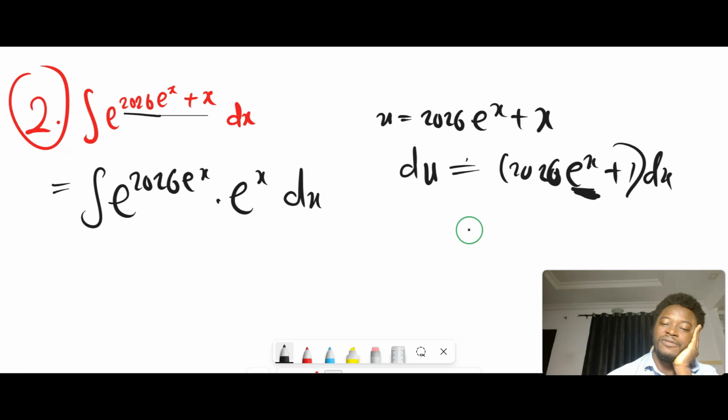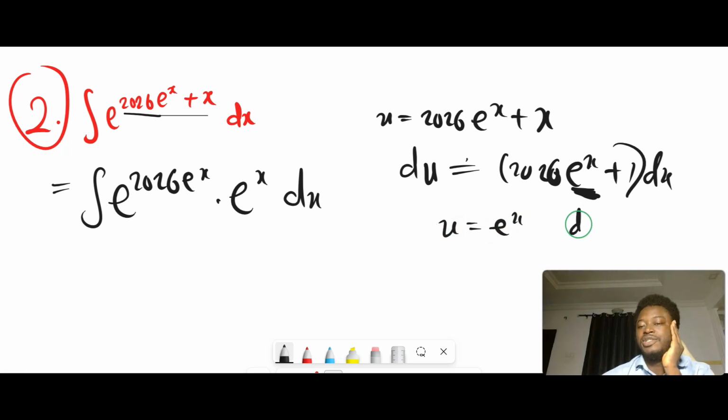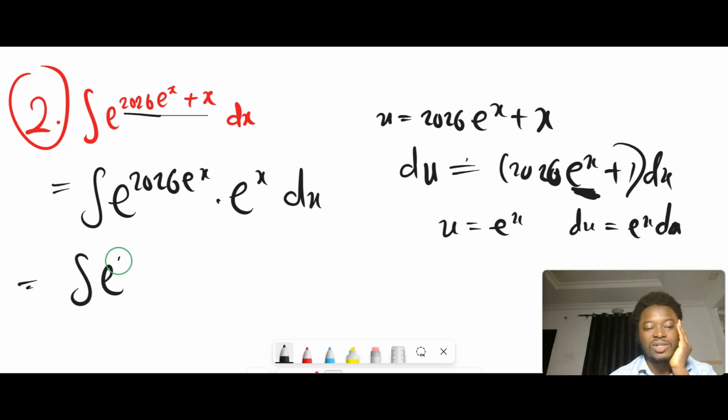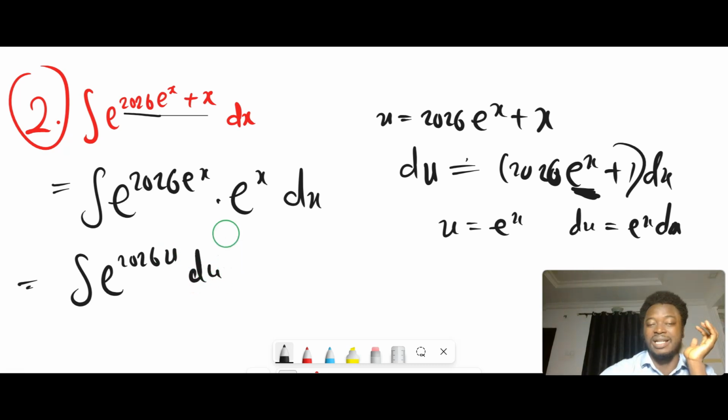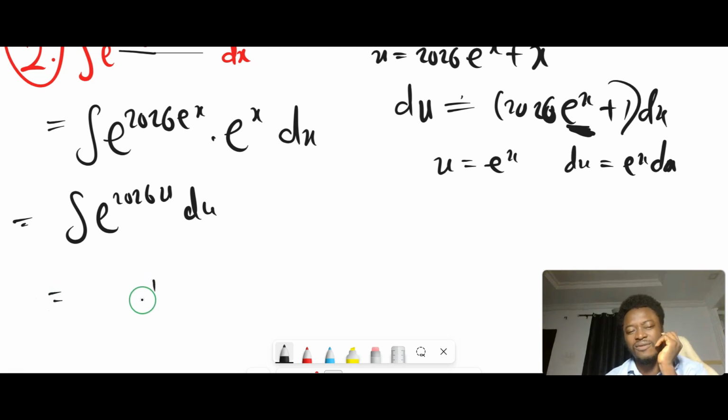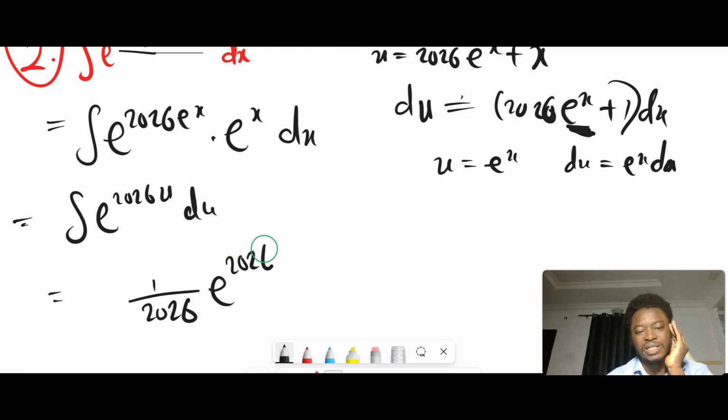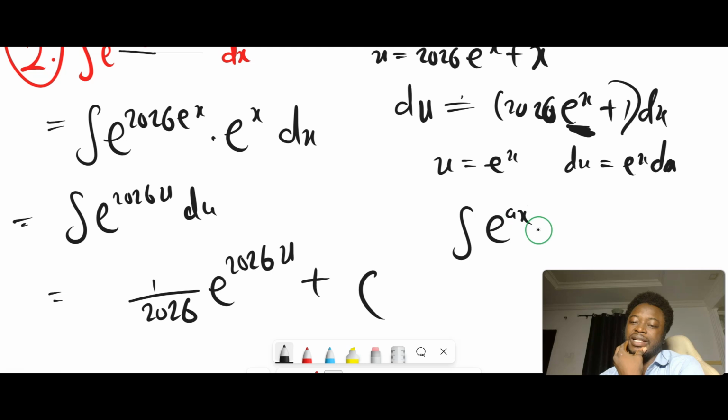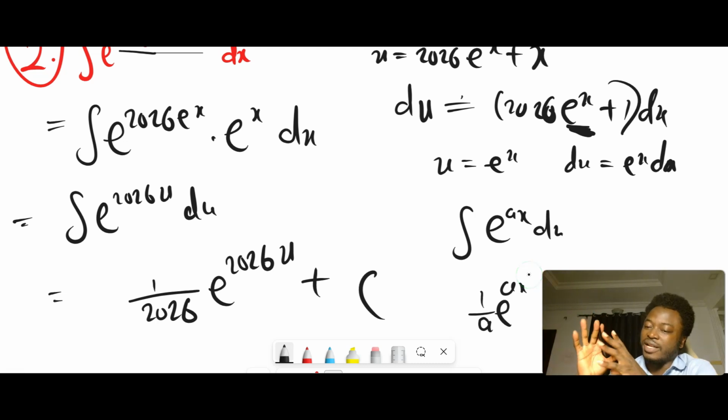So now you see that if you take u to be e to the x, du would be e to the x dx. So in this case, you will have the integral of e to the 2026u du, which is basically going to equal 1 over 2026 e to the 2026u plus c. Yes, that is what you should have, because the integral of e to the ax dx is basically 1 over a times e to the ax, because if you take the derivative of e to the ax, it's going to cancel out with 1 over a.